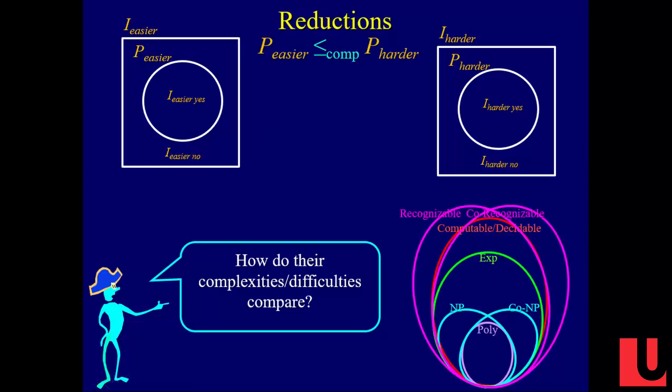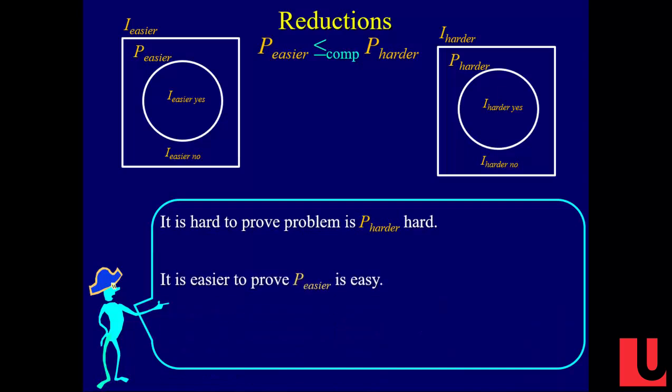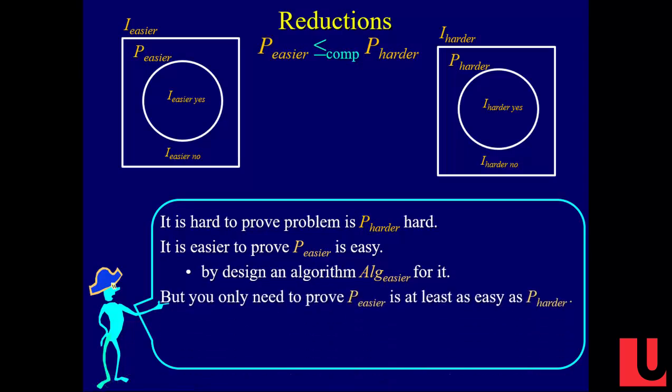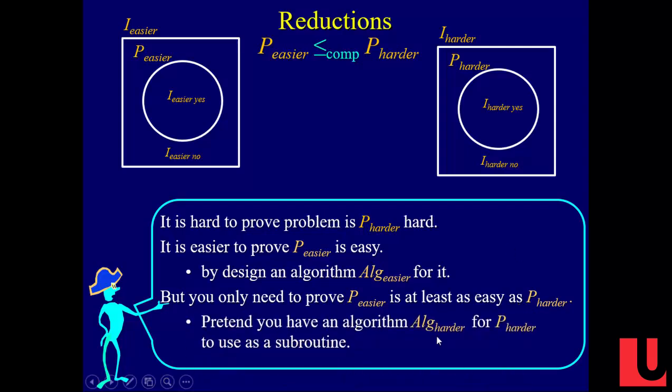We want to compare their difficulties, right? It's hard to prove that a problem's hard, so instead we prove that this one's easy, right? And by proving it's easy, you come up with an algorithm for it, right? And that algorithm isn't out of the blue. We only need to prove it's easier than the harder problem, right? So we pretend we have an algorithm for the harder problem, which gives us an algorithm for the easier problem.